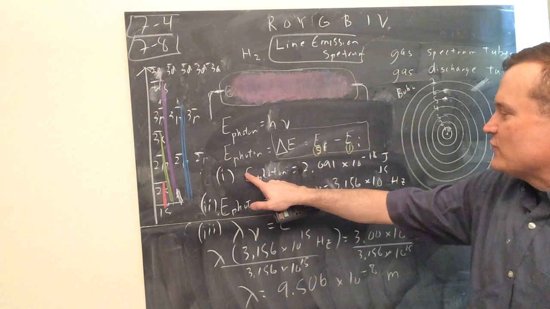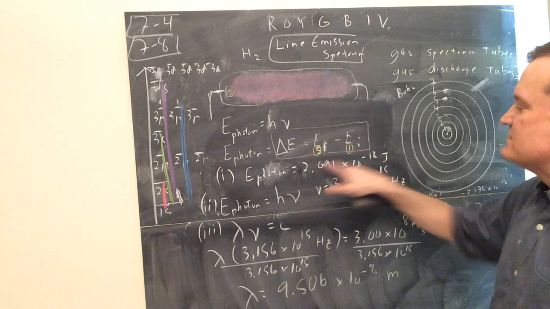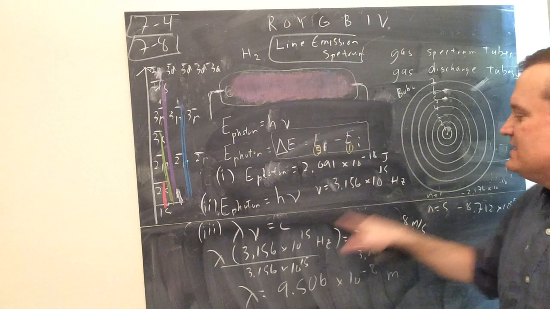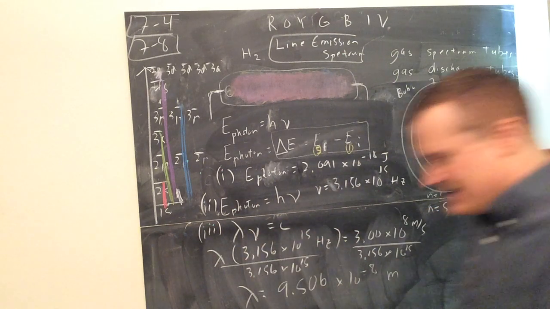Okay, so first you found the energy level 5, level 1. You subtract them to get the energy. Then you take the energy and plug in to find the frequency. Then you plug in the frequency to find the wavelength, 9.506 times 10 to the negative 8.